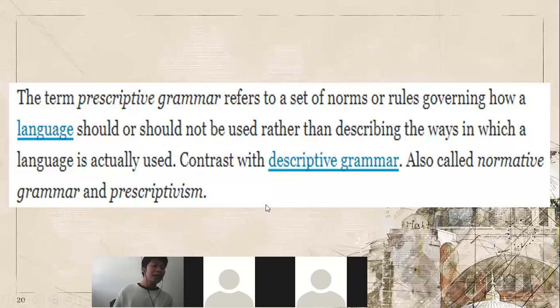So basically, we say prescriptive grammar, it refers to how the language should be used. What is the proper way of using a specific language? What are the proper grammatical rules? What are the proper ways of conveying or constructing the sentences in a specific language? Kaya siya tinawag na prescriptive kasi it's prescribed.